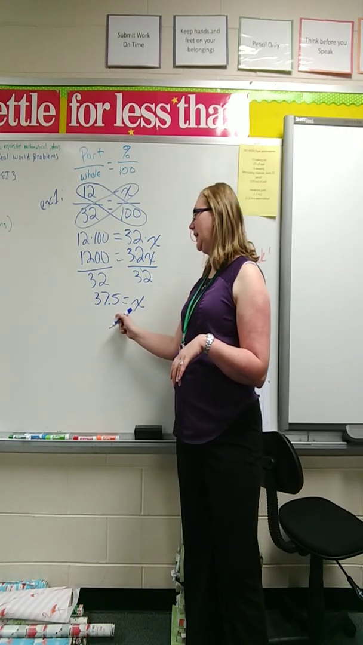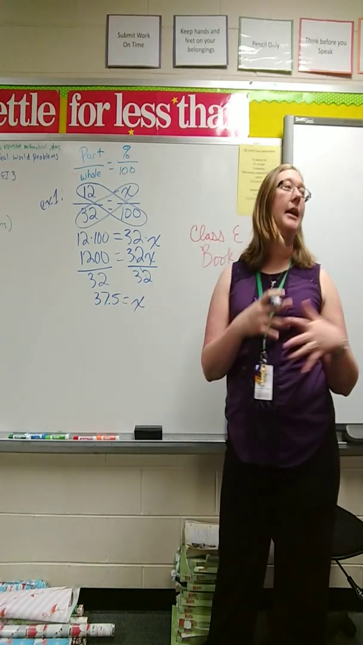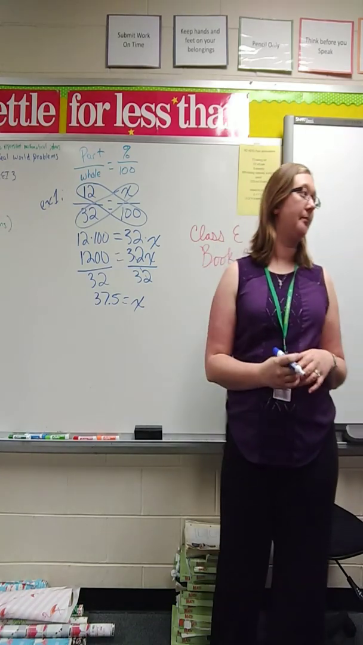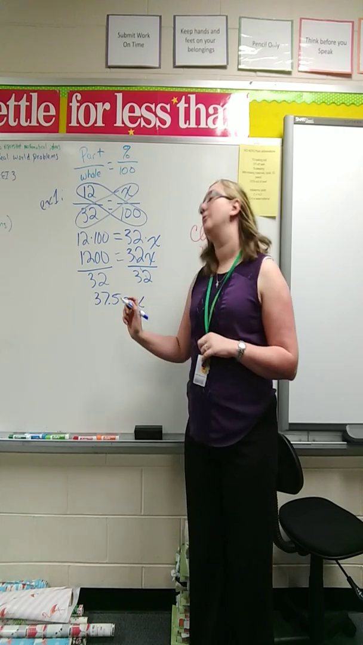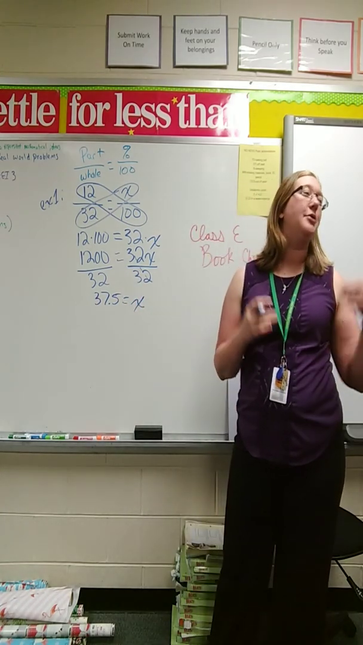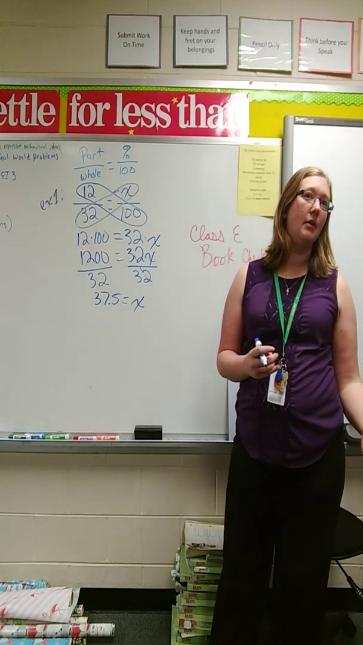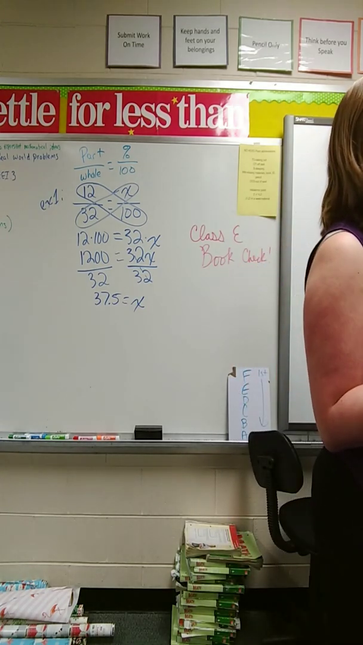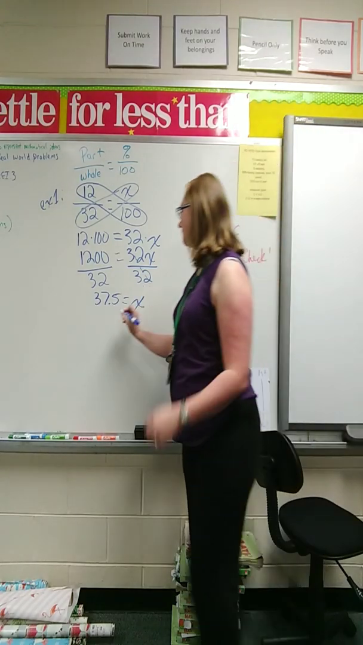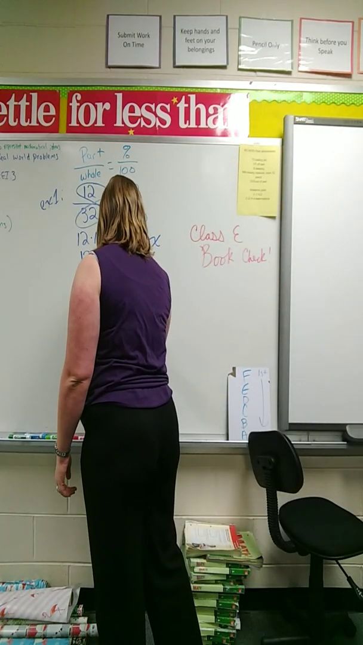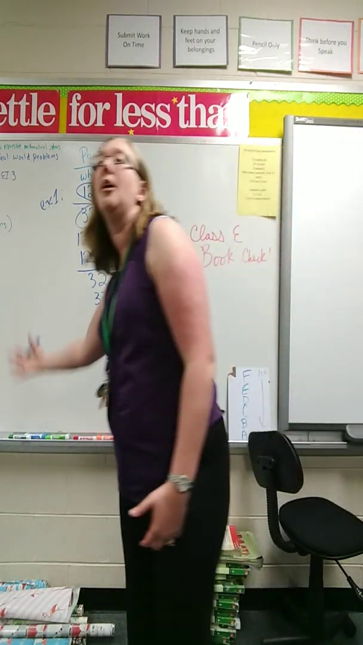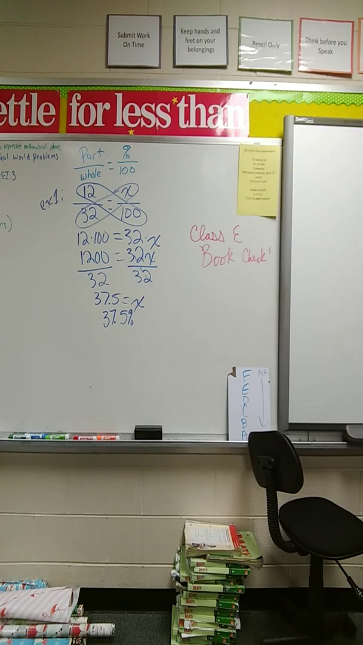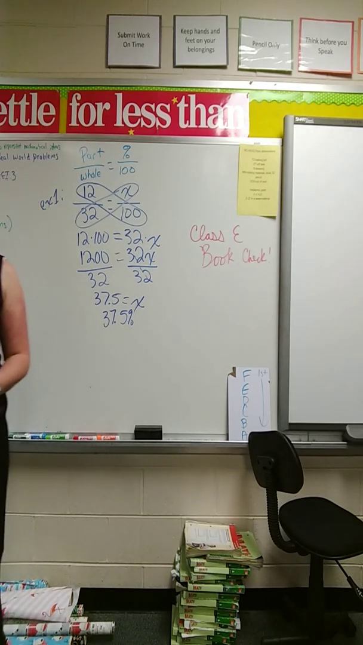But do I just want to leave that 37.5 as it is, or can I rewrite it to answer my question? I need to rewrite it. Thank you. How do I rewrite 37.5 to answer in the context of my problem? What do I need to add to the end of that? Percent. A percent sign. Okay? So if I'm asked what percent of, then I need to have a percent as my answer, which means I need a percent sign at the end.